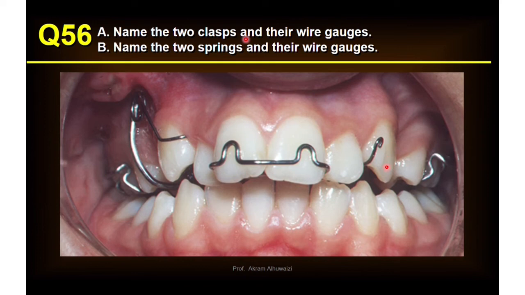So the difference in the design in these two types of components is the finger spring only has a helix on the palatal side, but for the palatal canine retractor, there will be a guided wire. So if this is a finger spring, then it will use 0.5 mm wire gauge, and if this is a palatal canine retractor, it will use 0.6 mm stainless steel wire.